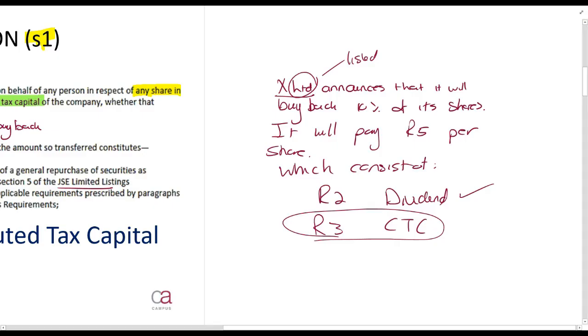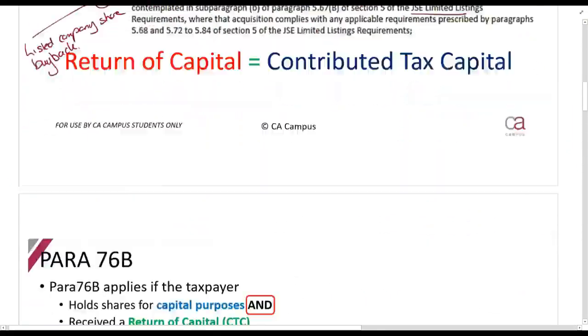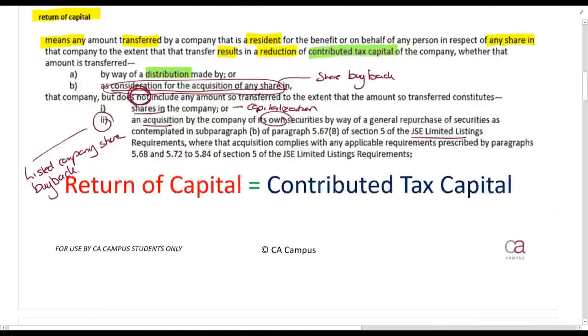Right, so if X Limited is a listed company, then this over here, the 3 rand contributed tax capital, cannot be contributed tax capital. It also can't be a dividend if you look back to it. So that's a little bit of an exception to the rule. Not as common to see though. But what were we getting to?